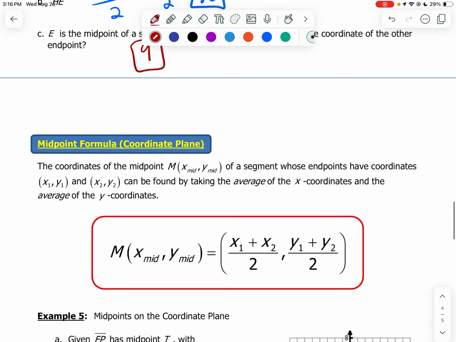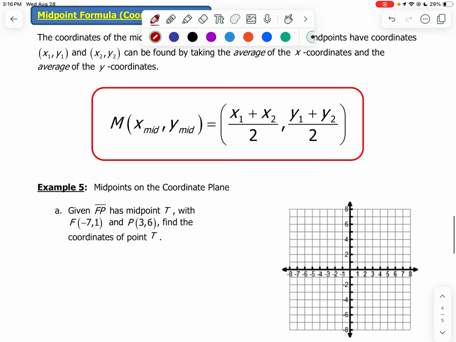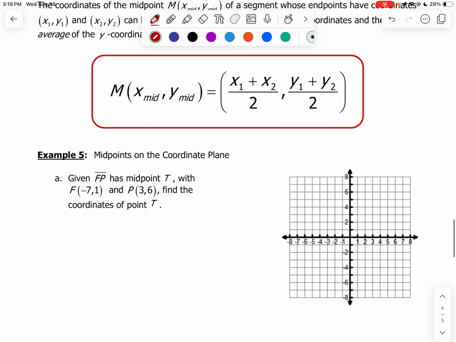Okay, so then more often, we're going to find midpoints of stuff on graphs. So it's really the same thing. We just do it twice. So we have to do it with our x's and our y's. So here is your midpoint formula. You add your x's and divide by 2. And then you add your y's and divide by 2. And then your answer is always a point. Okay, answer is a point. So it'll look like this.